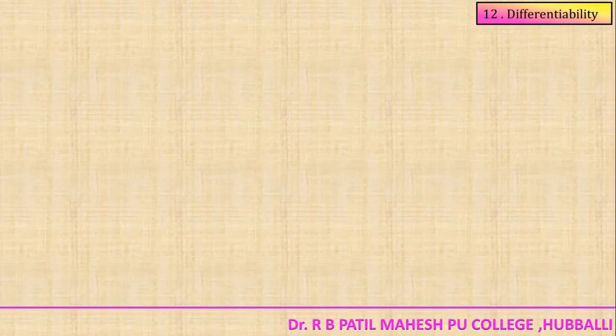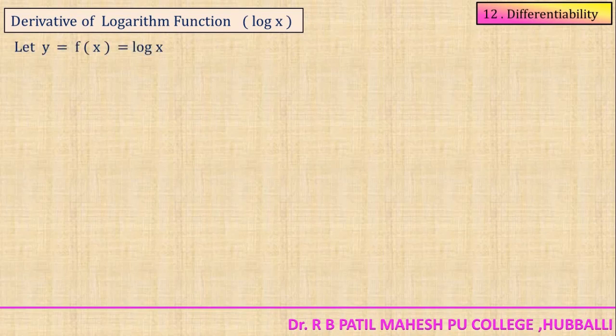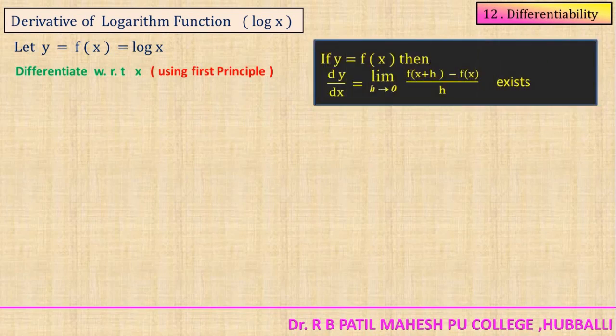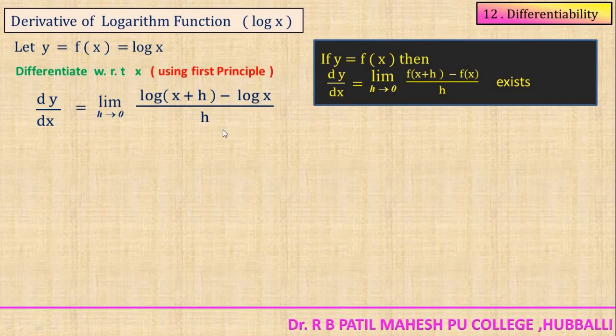Next is the derivative of the logarithm function. So denote y is equal to log x, that is f of x. Differentiate this function with respect to x using first principle. So again recall that first principle formula. Find out the limit value. dy by dx is equal to limit as h tends to 0. Substitute f of x plus h, first term, that is log of x plus h, minus log x, divided by h. This term is f of x plus h minus f of x, meaning log x, divided by h.